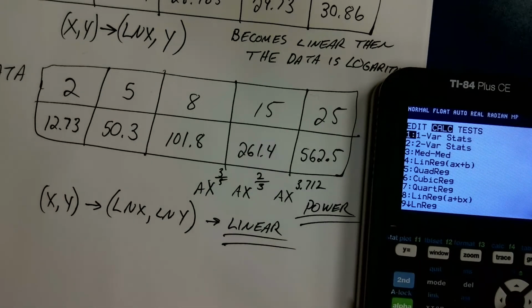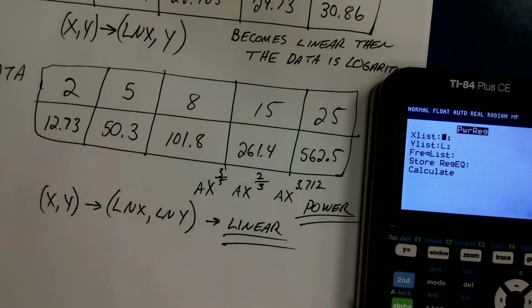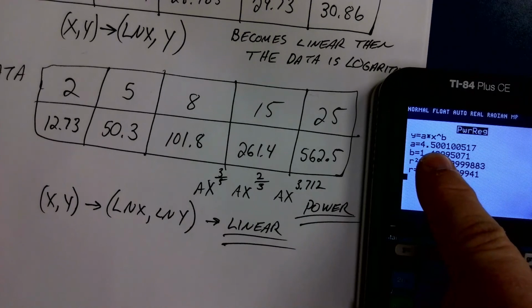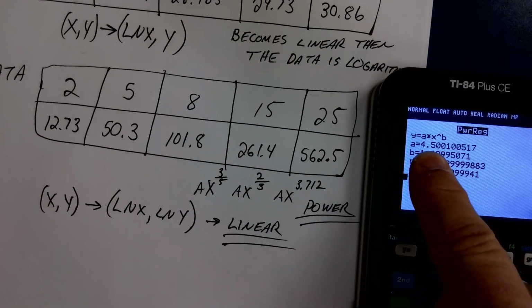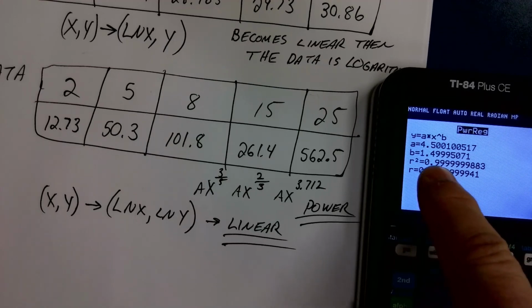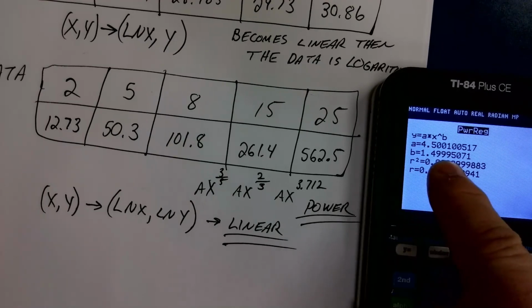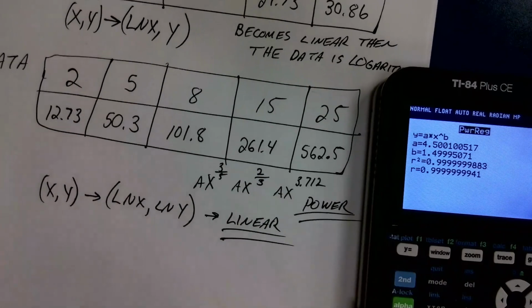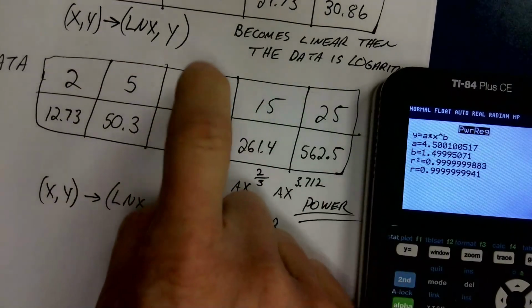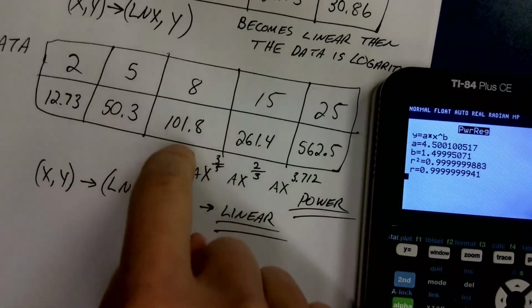Stat, calc. Let's do that power regression again and make sure that you understand what the actual equation is. My leading coefficient is 4.5. My power is 1.5, so it's kind of like raised to the 3/2. So it's about 4.5 times x raised to the 3/2 power. I cube it and square root it to get the value. So I take any number, cube it, square root it, and multiply by 4.5.